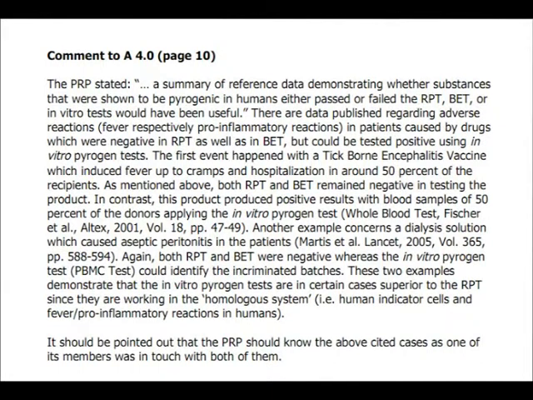It reads, these two examples demonstrate that the in vitro pyrogen tests are in certain cases superior to the RPT, i.e. the rabbit test, since they are working in the homologous system, I'm sure that's not how you pronounce it, homologous, yeah, maybe it is, i.e. human indicator cells and fever pro-inflammatory reactions in humans. That is, they're using human cells to predict what is going to happen in humans. I can't stress how important that is for accurate results.